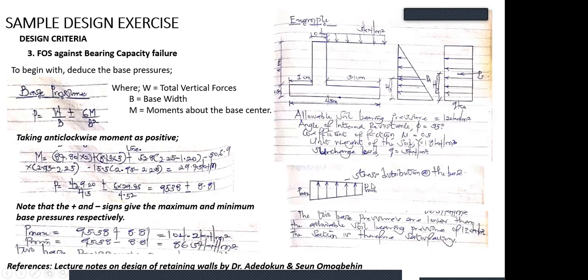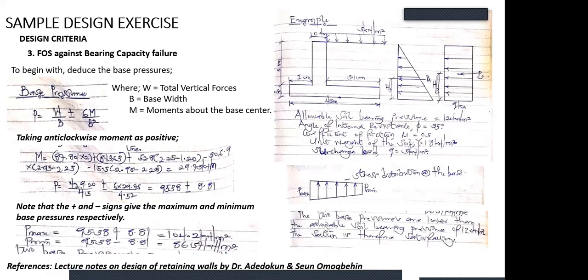104.2. And your P minimum is going to be your what? 86.57. So for you to now check for bearing capacity, you will now say that both the maximum and the minimum pressure are lesser than what? 120, that was given in the question as the allowable. Hence, the section is satisfactory. So that's the design criteria for bearing capacity failure.